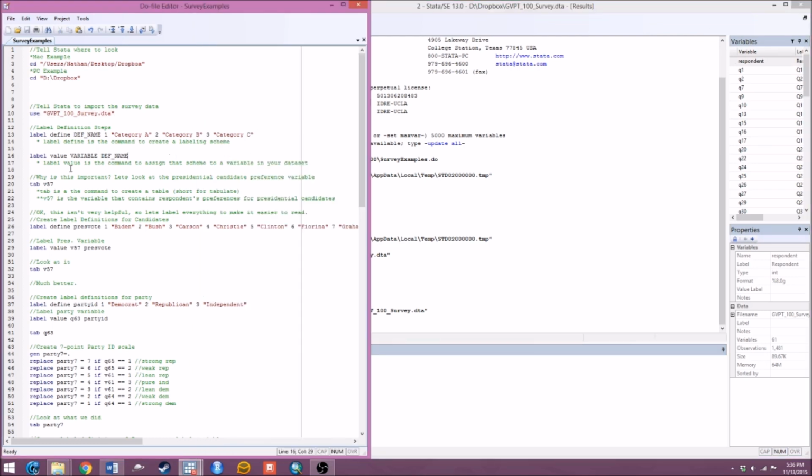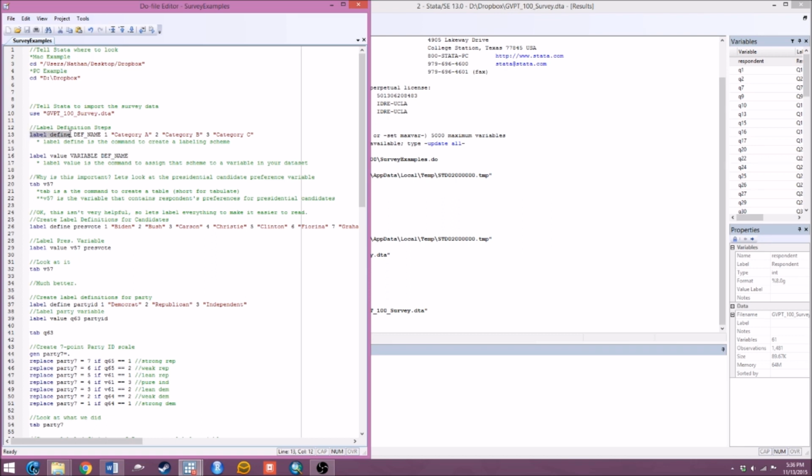Okay, so let's talk about labeling. Labeling lets us organize the way our data looks. It makes it easier to work with. If you label something and you give it to someone else, they can very quickly realize what you're doing. So this is the sort of setup.